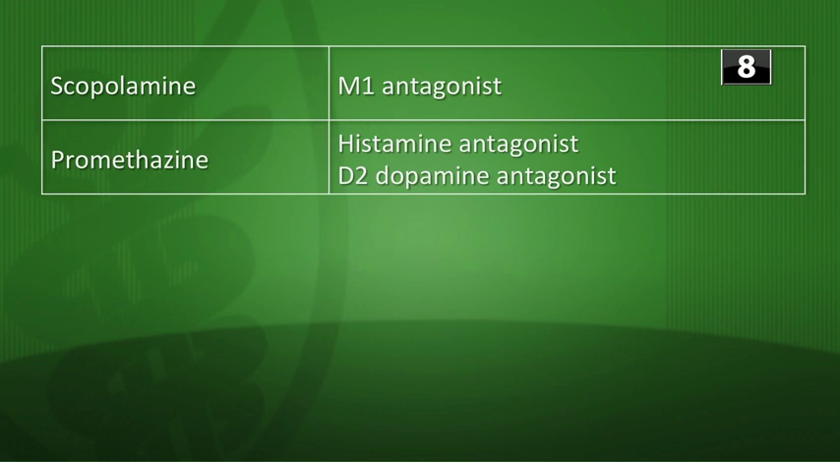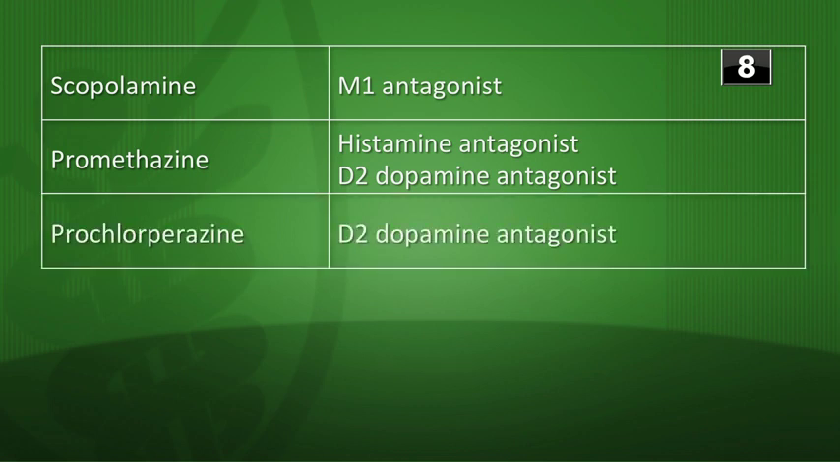Next, we have promethazine. This is an antagonist of both histamine receptors and the D2 dopamine receptors. Chemically, this is a phenothiazine like chlorpromazine and thioridazine and other antipsychotics as well, but we don't use promethazine as an antipsychotic. But that might help you remember this is going to block D2 receptors, commonly used. Prochlorperazine is also a phenothiazine, so it also blocks those D2 receptors. It's an older drug, not used very often anymore.